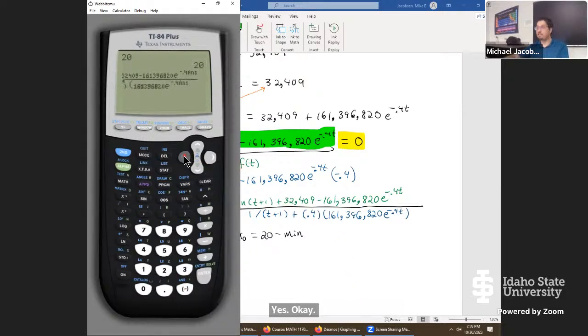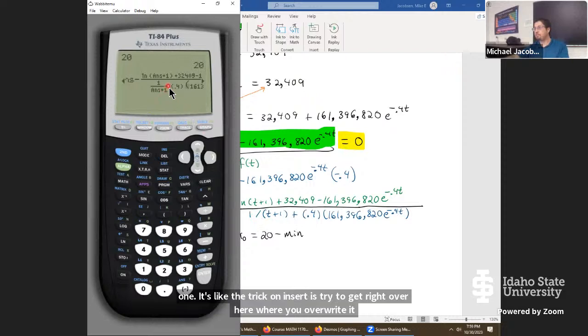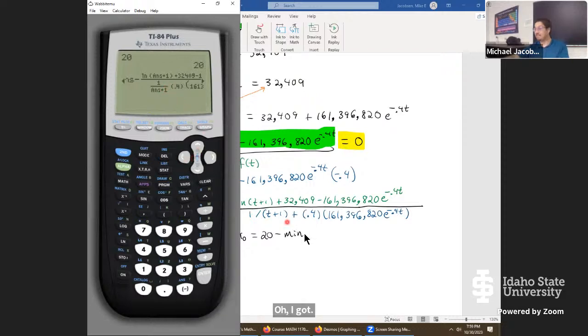Let me scroll to the left. Oh, I missed it again. Thanks for spotting that. I'm having a hard time with pluses today. So there's supposed to be a plus here and another plus right here. Thanks for spotting that one. The trick on insert is to try to get it right over here where you overwrite it. Before, yeah, right here. Thanks for spotting that.